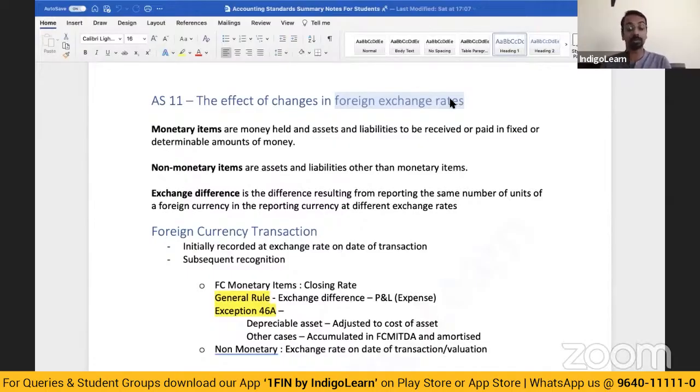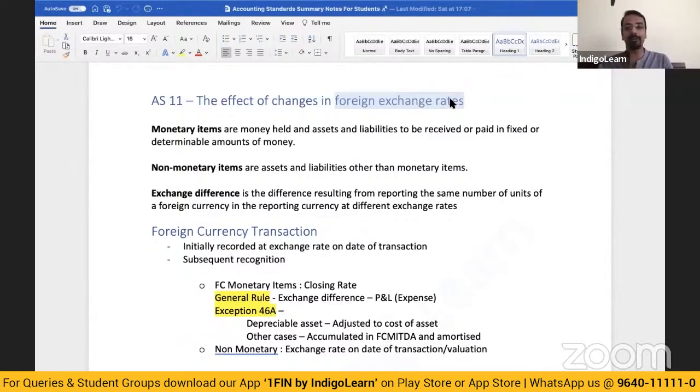In that case, no problem. But in most cases, whenever there are exports to a foreign company, the billing might be done in US dollars. If the billing is done in US dollars, for reporting purposes in India, you have to record them in INR. This standard gives guidance as to how you should record those transactions, how you should settle those transactions, and what happens when there are changes in foreign exchange rates.